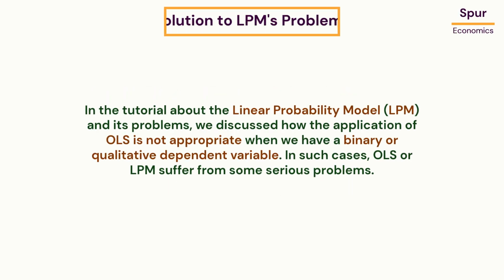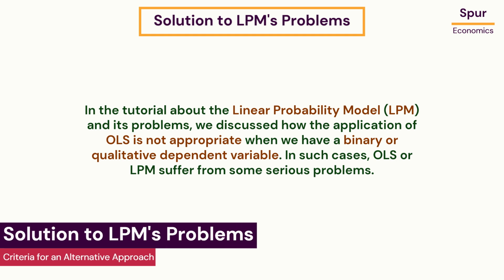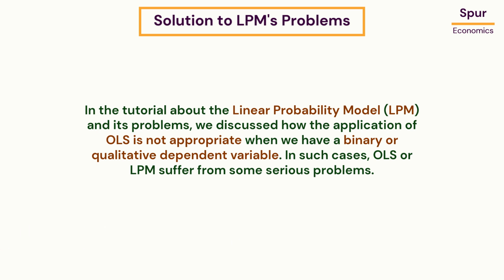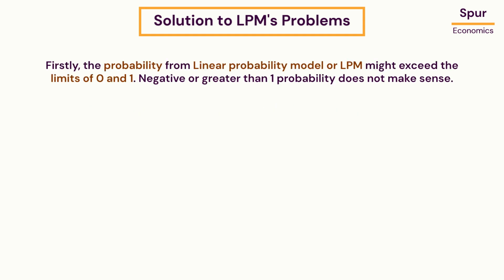In the tutorial about linear probability model and its problems, we discussed how the application of OLS is not appropriate when we have a binary, categorical or qualitative dependent variable. In such cases, OLS or LPM suffer from some serious problems. Firstly, the probability from linear probability model or LPM might exceed the limits of 0 and 1. Negative or greater than 1 probability does not make sense.